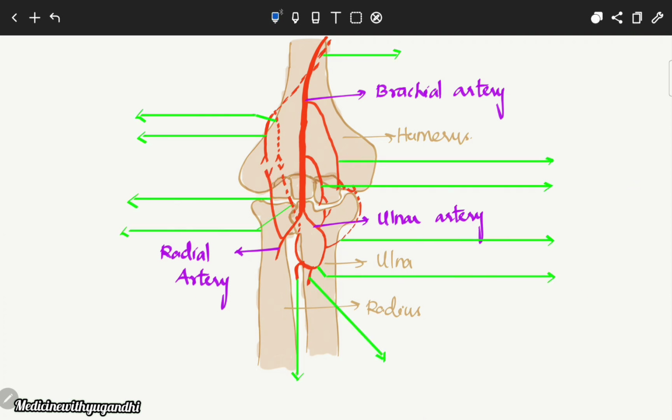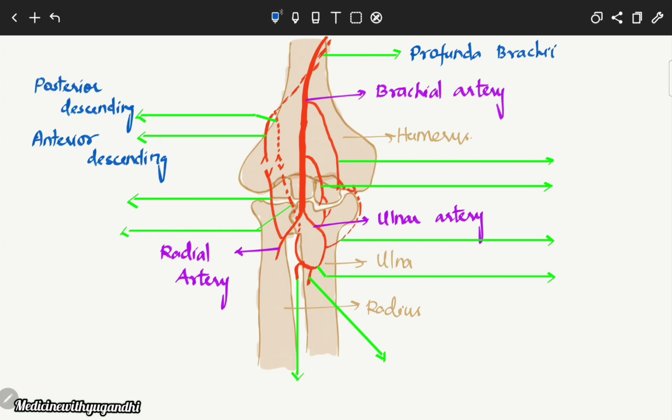See, again I am repeating the arteries one by one. This is the profunda brachii artery, from which arises the anterior descending artery and posterior descending artery. Then coming to the radial artery, here you can see the radial artery, and from which the radial recurrent branch arises. This is the radial recurrent branch. And here you can see the superior ulnar collateral and inferior ulnar collateral arising from the brachial artery.